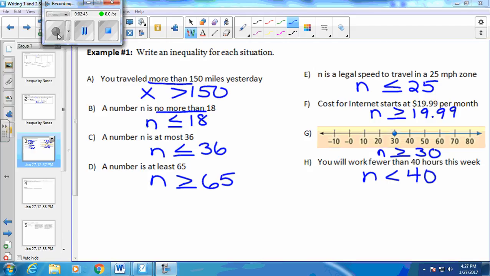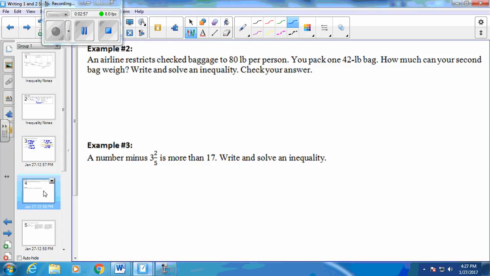Okay, go ahead and check your answers over. Again, these are pretty self-explanatory, pretty basic inequality statements, and they're not even one-step inequalities, it's just writing a basic inequality. What we're going to move into next is actually writing one- and two-step inequalities.